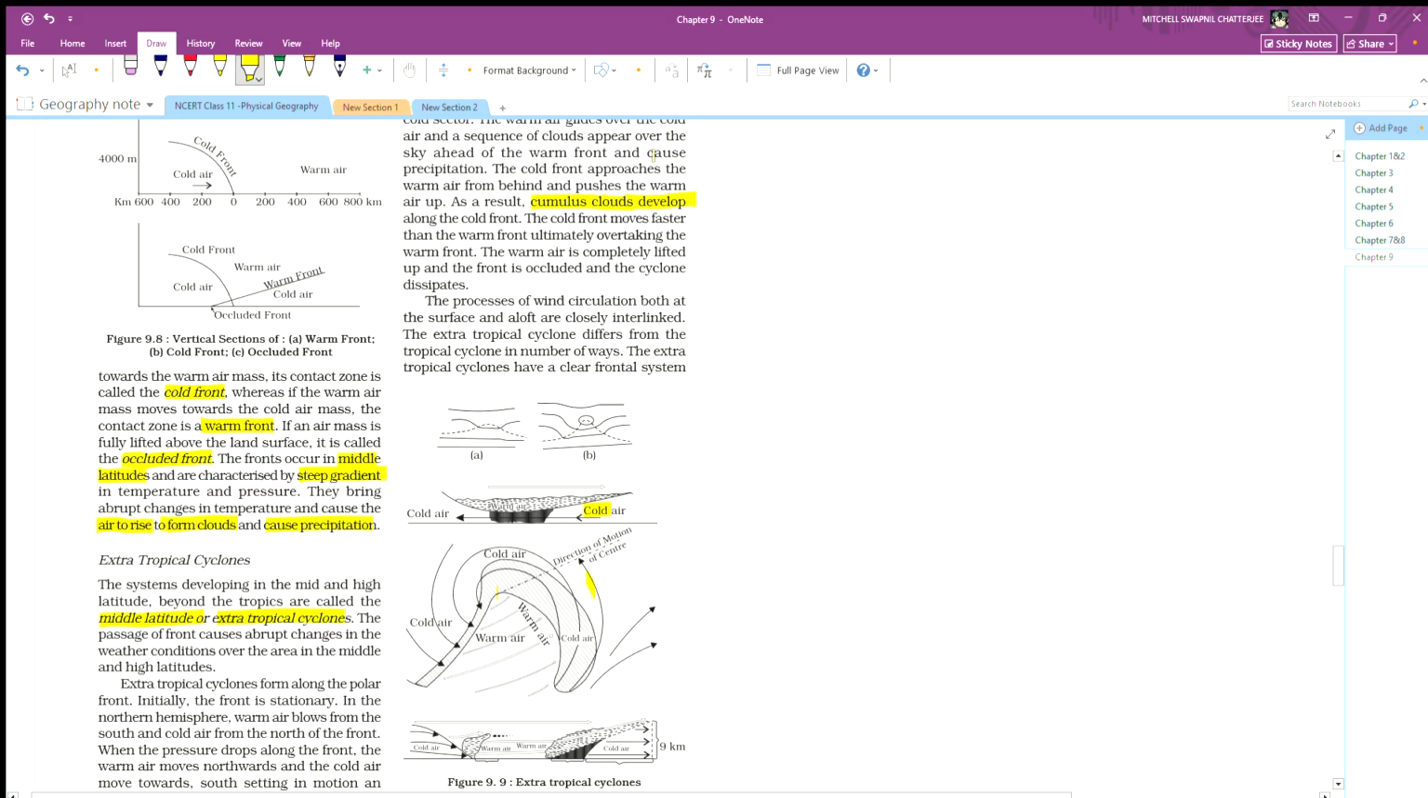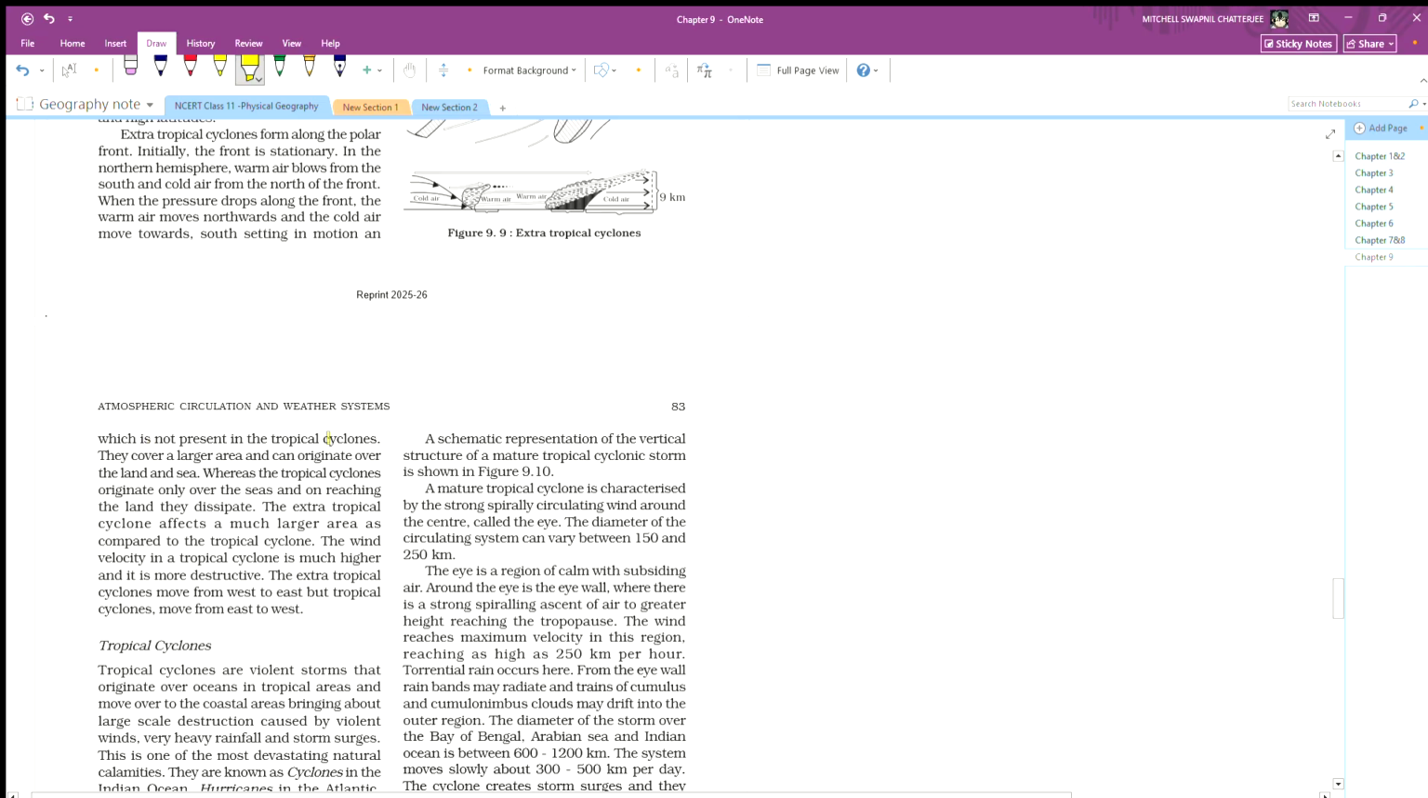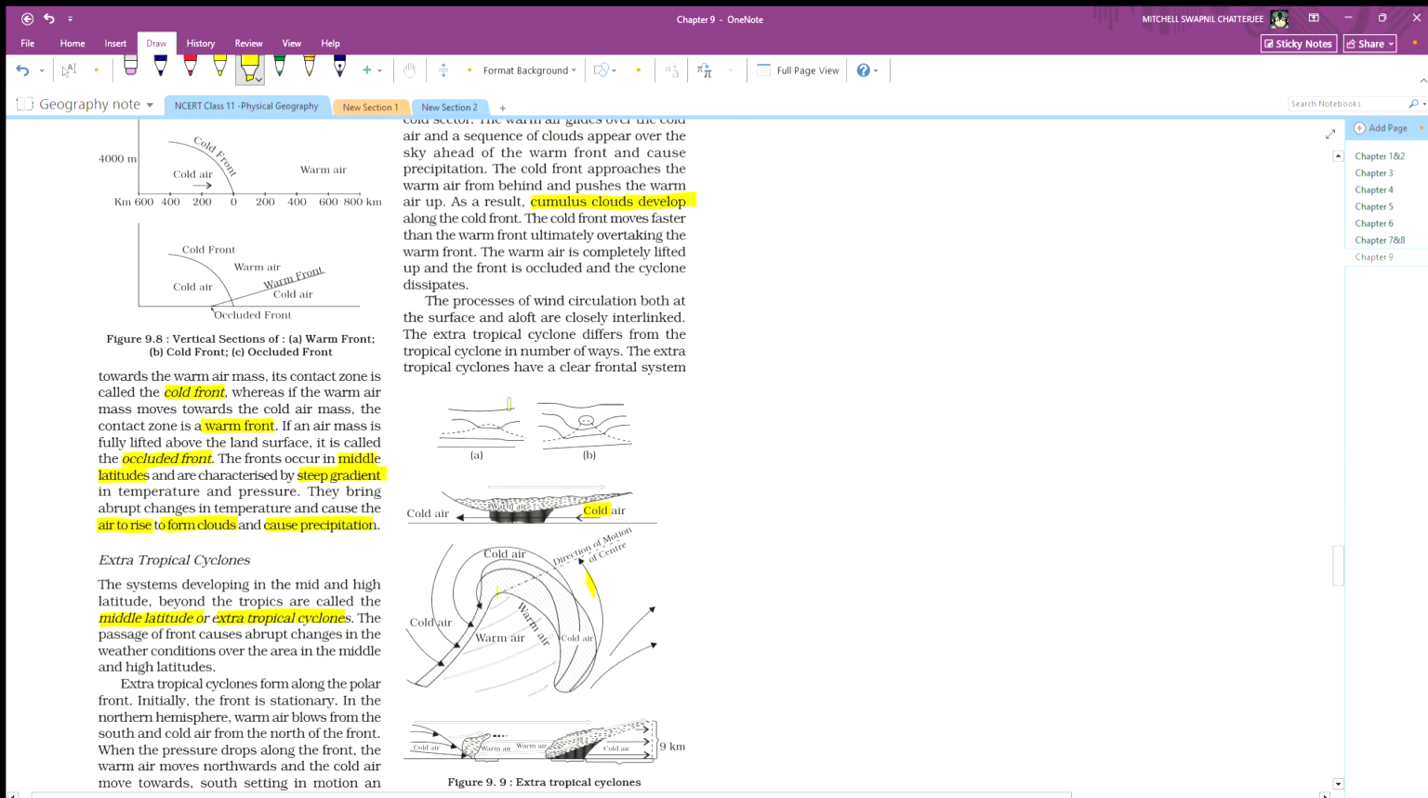The processes of wind circulation, both at the surface and aloft, are closely interlinked. The extratropical cyclone differs from the tropical cyclone in a number of ways. The extratropical cyclone has a clear frontal system, which is not present in the tropical cyclone.